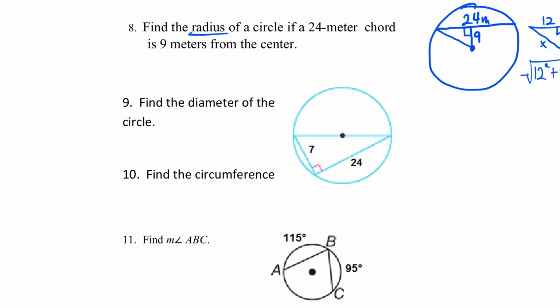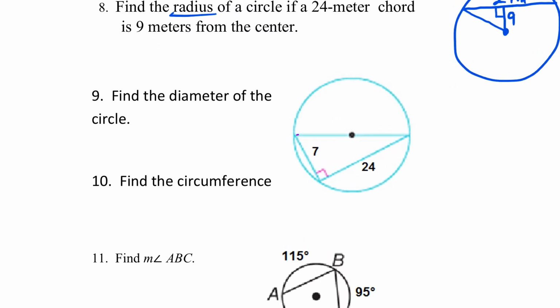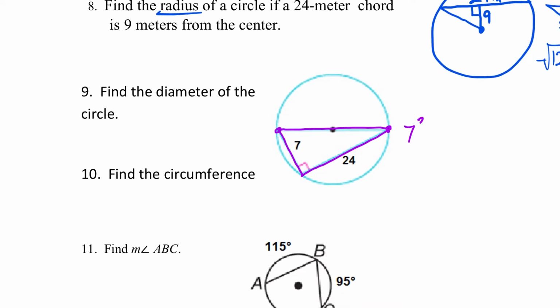Okay, next one says find the diameter. So the diameter is this right here. Again, you can see this makes a right triangle in here. So I'm looking for the hypotenuse, so do I add or subtract here? Add. So 7 squared plus 24 squared, square rooted. That gives you 25. Okay, that's the answer to number 9.